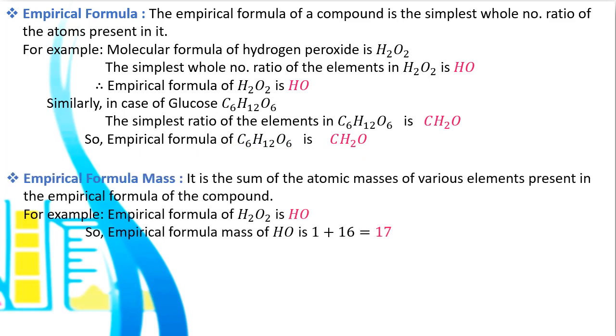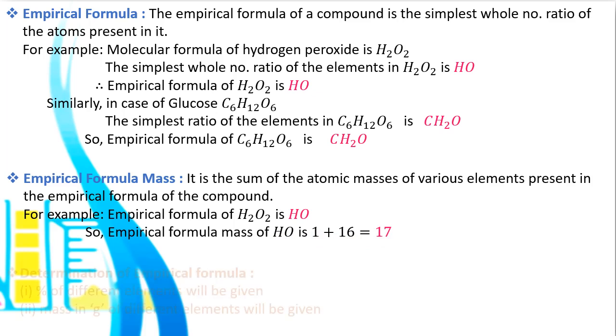What is empirical formula mass? It is the sum of the atomic masses of various elements present in the empirical formula of the compound. For example, empirical formula of hydrogen peroxide is HO. So its empirical formula mass will be 1 for 1 atom of hydrogen, and 1 atom of oxygen, so it is 16. The total is 70.